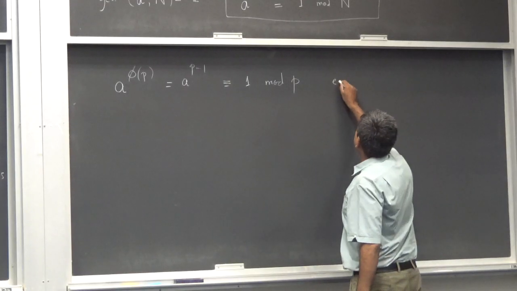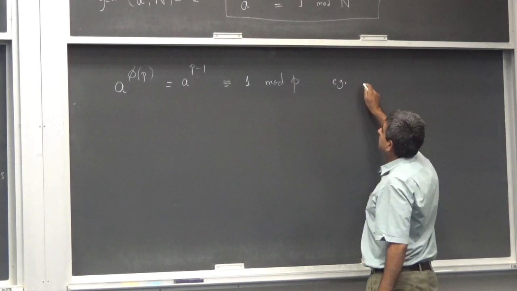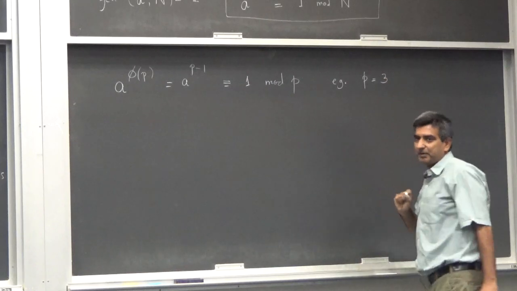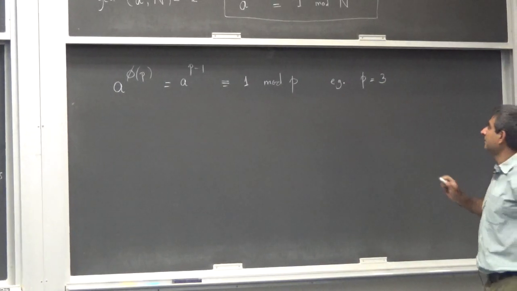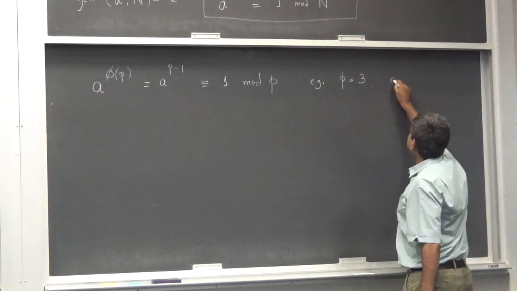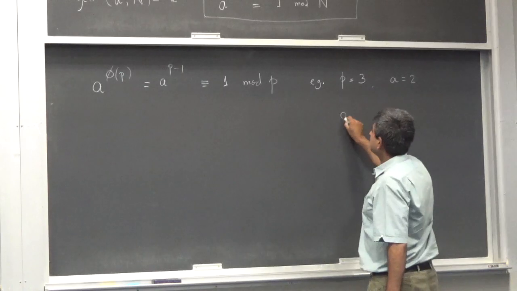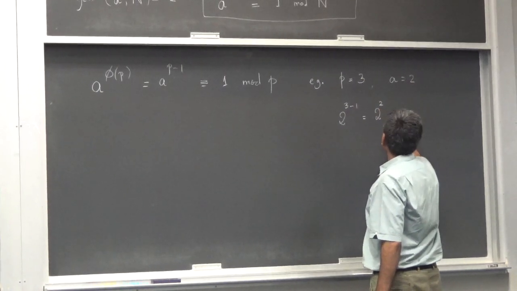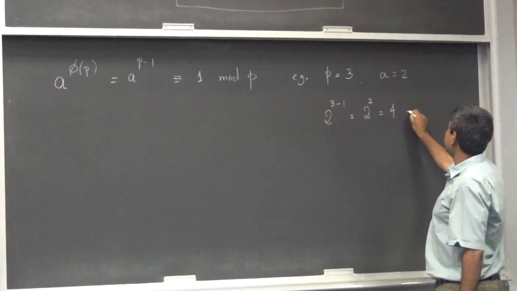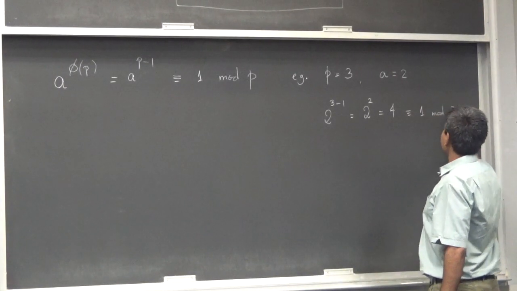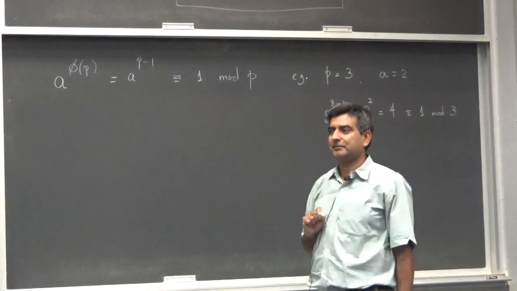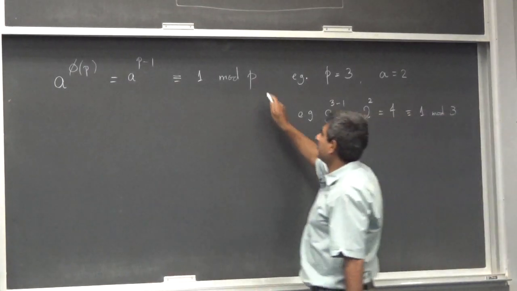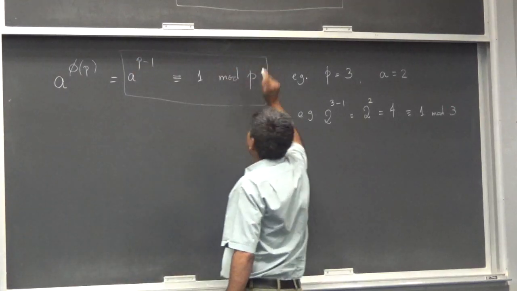For example, p is, let's say, 3, a prime number. Let's choose a equals 2, raised to the power p minus 1. 2 raised to the power 2 is 4, but in mod 3 this equals 1, right? So this is also an important result, but this is just a special case of Euler's theorem.